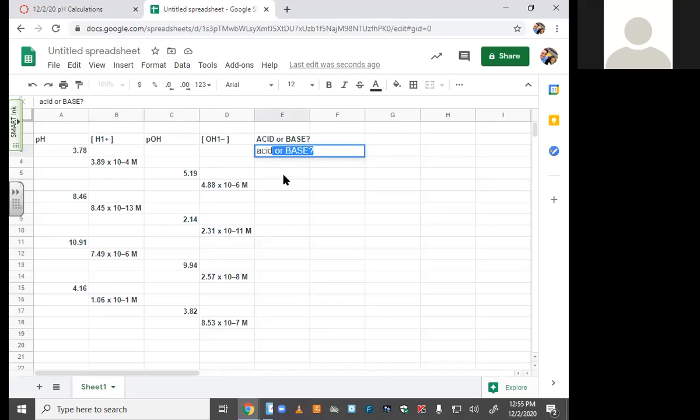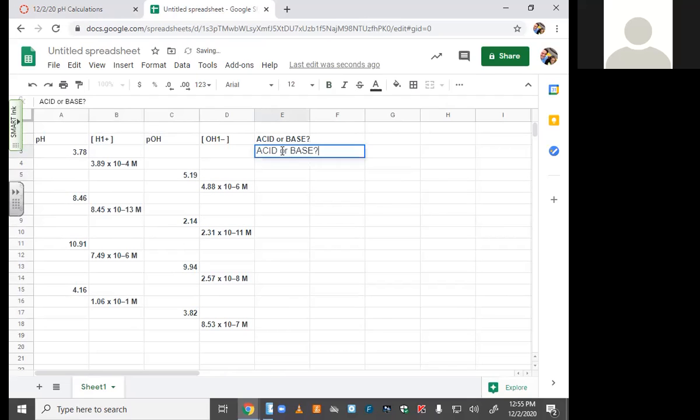Acid or base? Oh, it added it to it. Yes. No, it didn't mean. Okay.